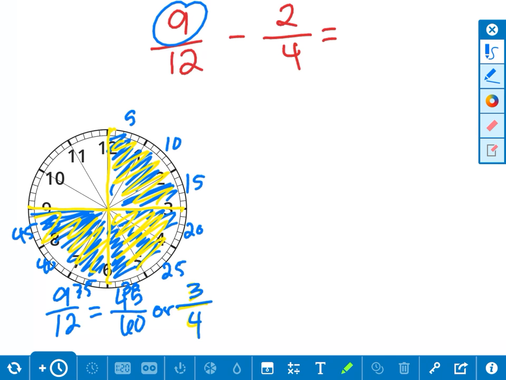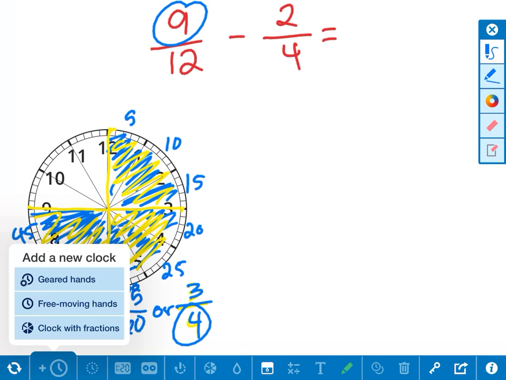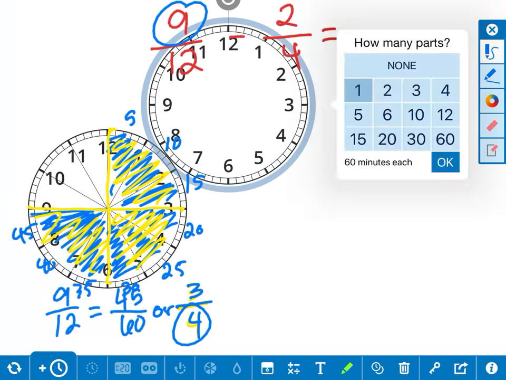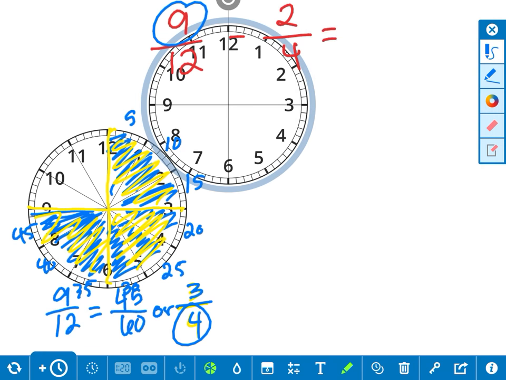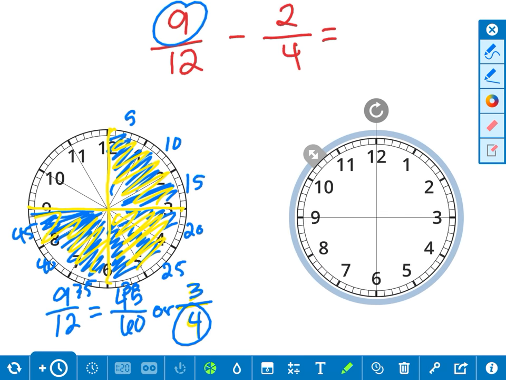Let's figure out 2/4. Well, I already have a common denominator here with 4, but we're still going to make that clock just in case. So I make my clock. I see my denominator is 4. I want to split my clock into 4 even parts. It tells me right there that each part is going to be 15 minutes each. So I'm going to move that clock over here.